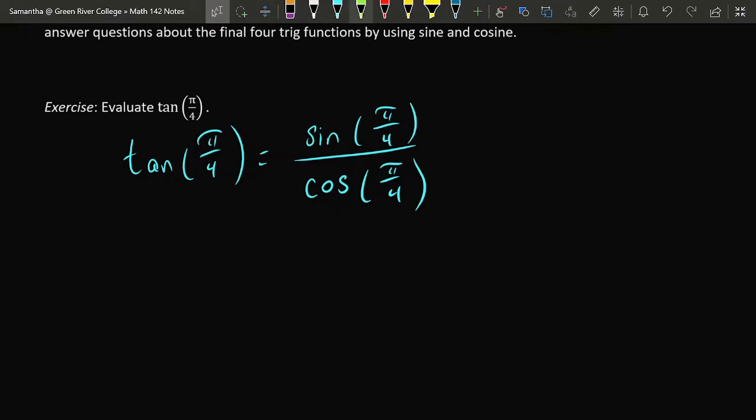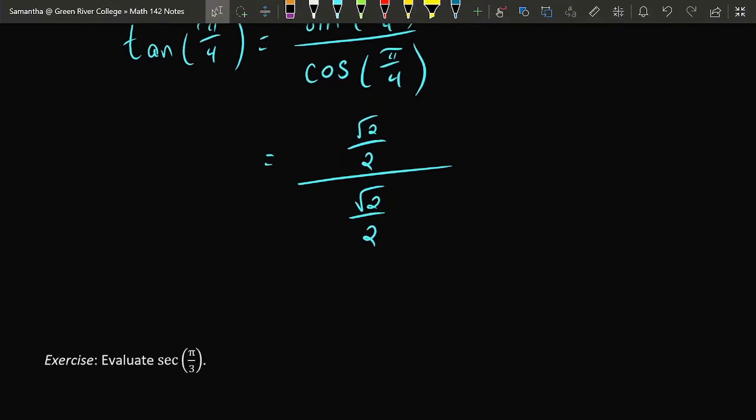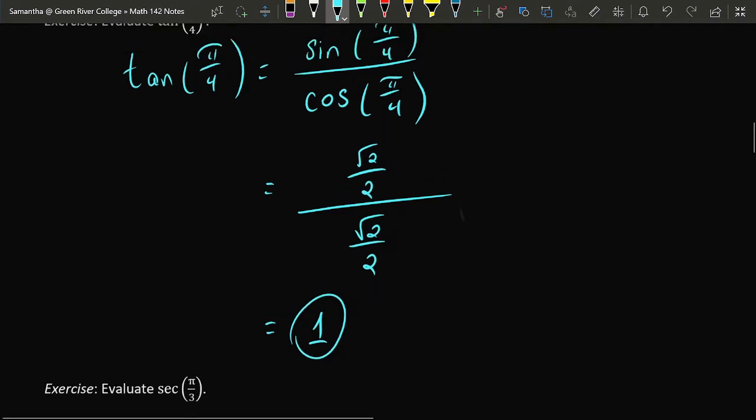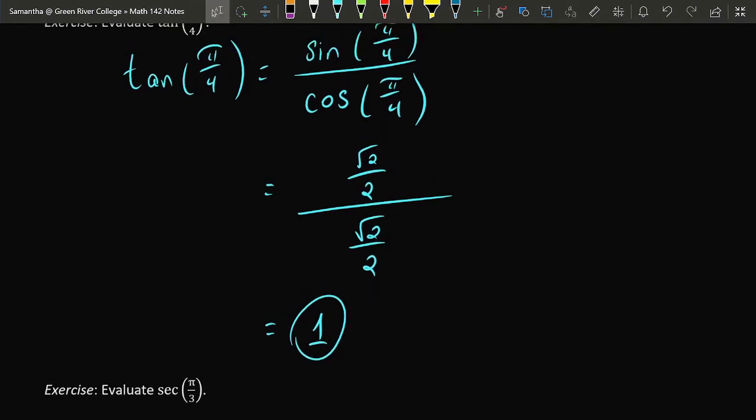So looking at that circle, you should have the value of square root 2 over 2 for sine, and the same value, square root 2 over 2 for cosine. But because I'm dividing a quantity by itself, whenever you divide a number by itself, the answer is 1.